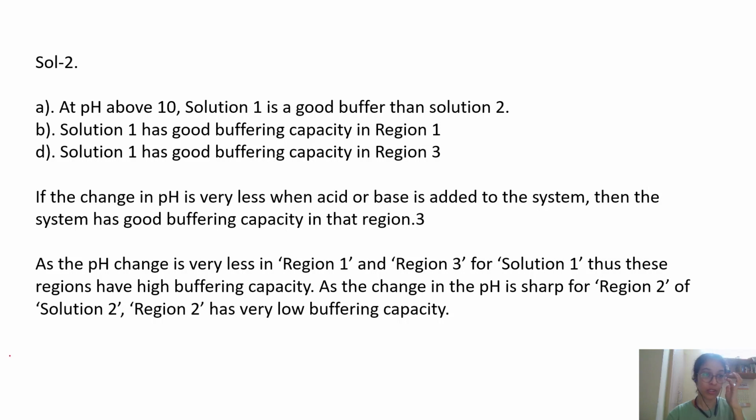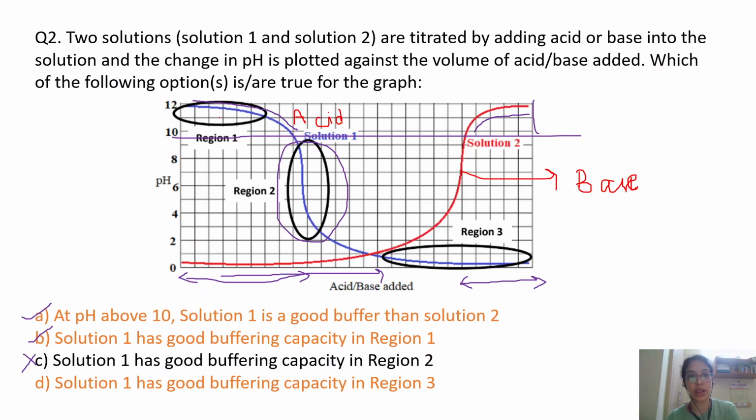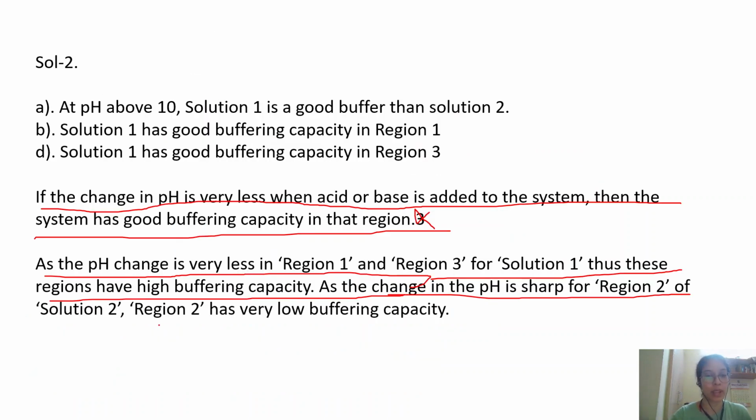If the change in pH is very less when acid or base is added to the system, then the system has good buffering capacity in that region. As the pH change is very less in region 1 and region 3 for solution 1, these regions have higher buffering capacity, and as the change in pH is sharp for region 2, we have seen, right, for region 2 the change is very sharp, so region 2 has low or poor buffering capacity.